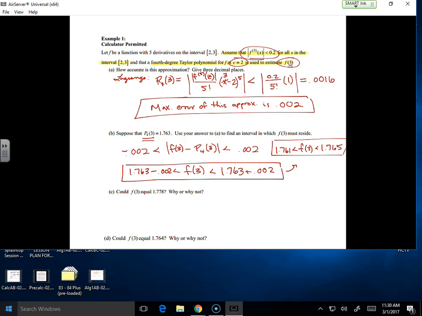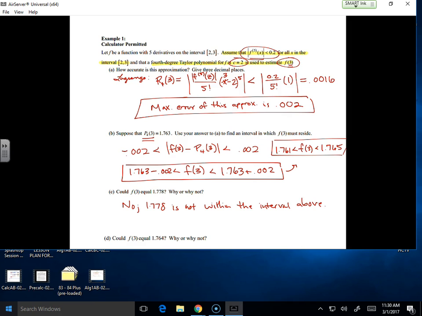So, question: how would you answer letter C? Could f of 3 be 1.778? No. Why not? It's not within the range. It's not within the interval. I just use their wording, the interval. Does that make sense?